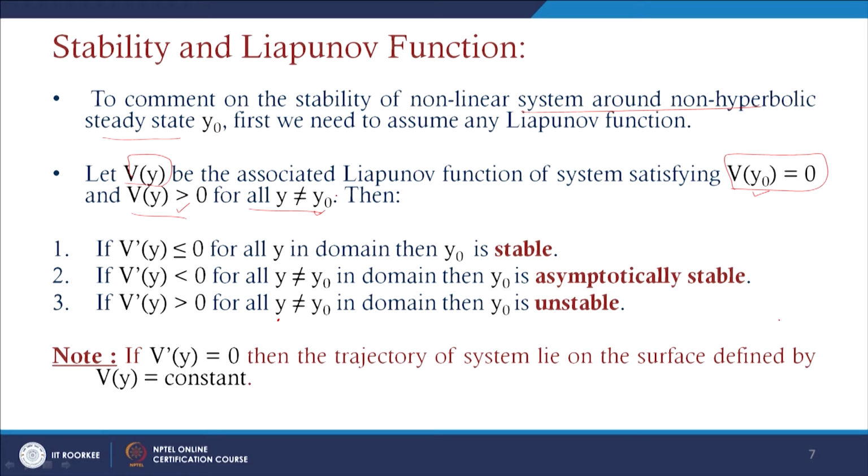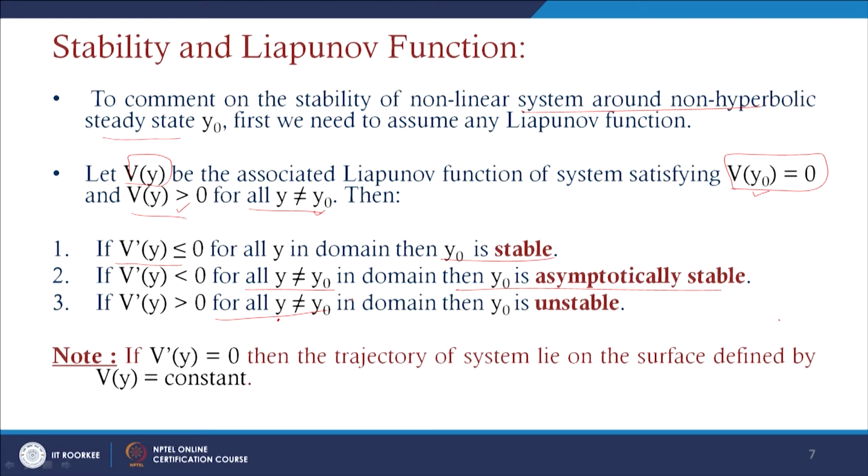Then if V'(y) is less than or equal to 0 in the domain, then y0 is stable. And if V'(y) is strictly less than 0 for all y not equal to y0 in the domain, then y0 is asymptotically stable. And if V'(y) is greater than 0 for all y not equal to y0 inside the domain, then y0 is a completely unstable point, or the system will be unstable at that point y0.